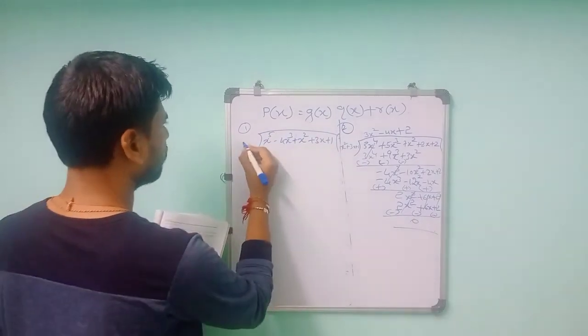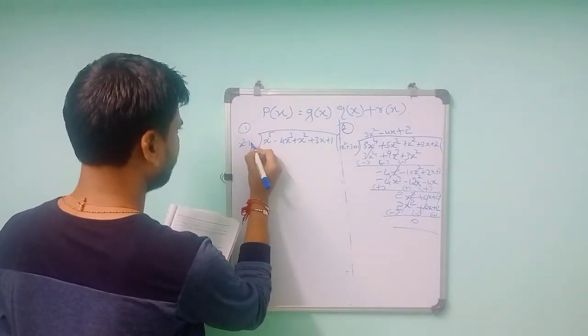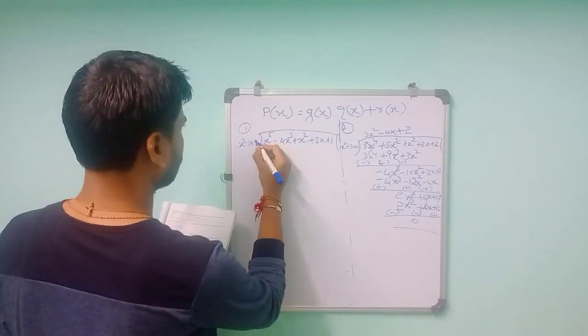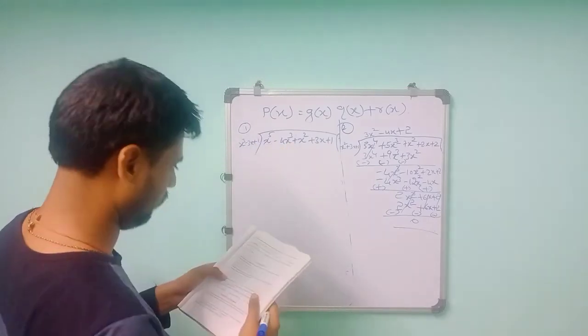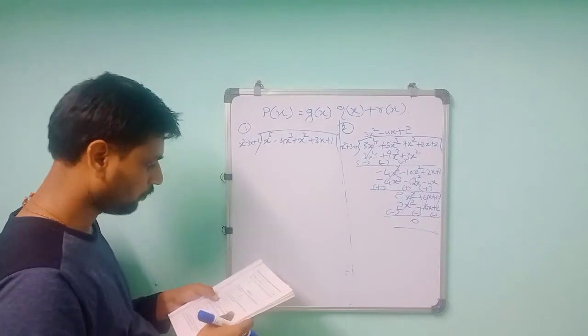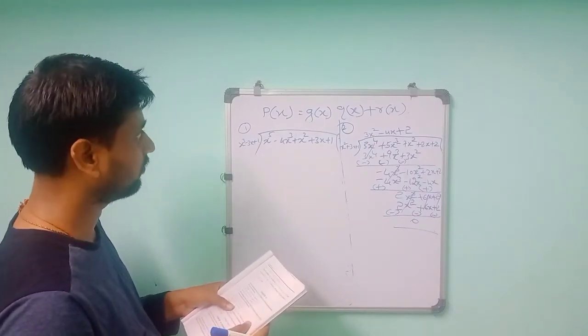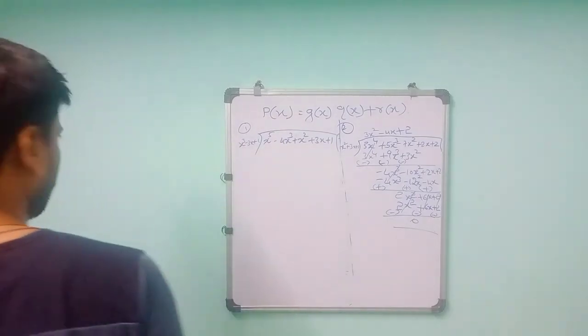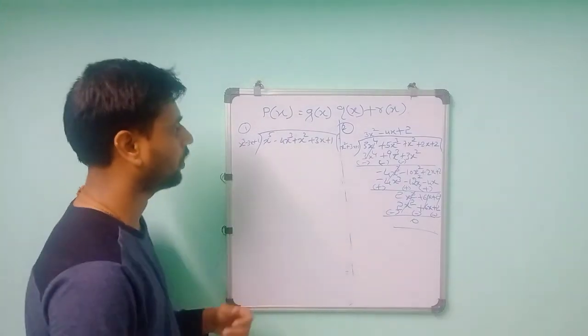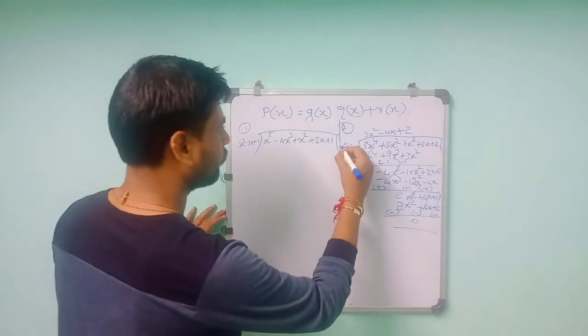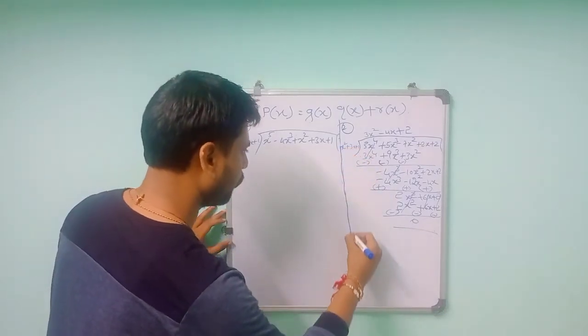x cube minus 3x plus 1. So x cube minus 3x plus 1, and x raised to 5 minus 4x cube plus x square plus 3x plus 1. So you have to make the remainder become 0. Then only the first polynomial will be a factor of the second polynomial.